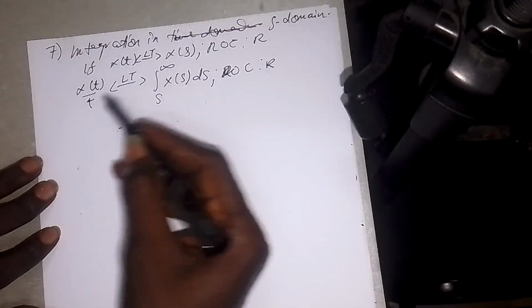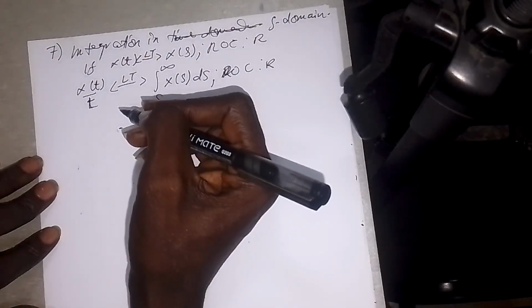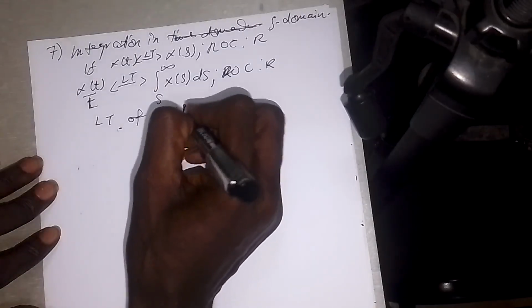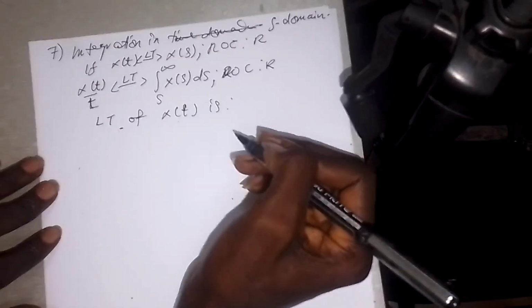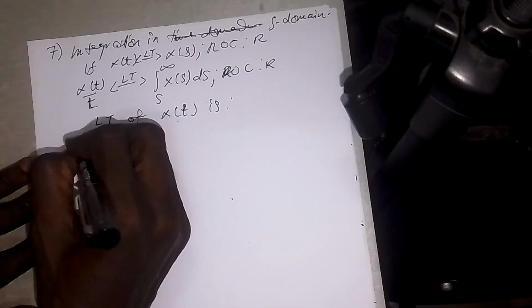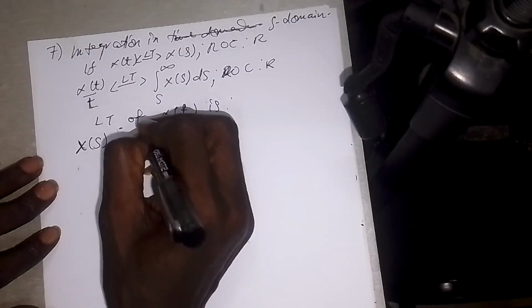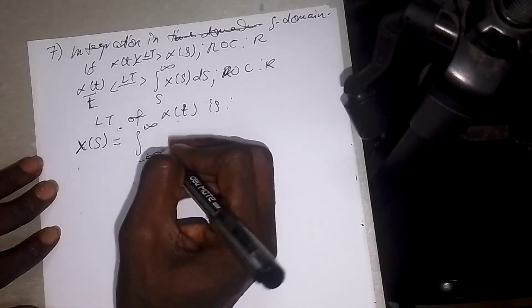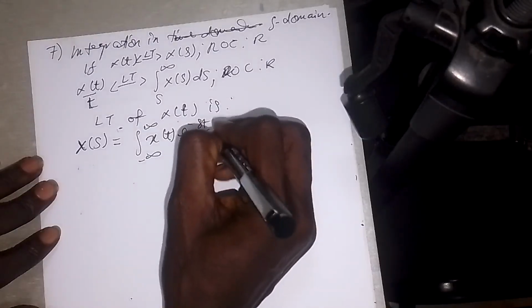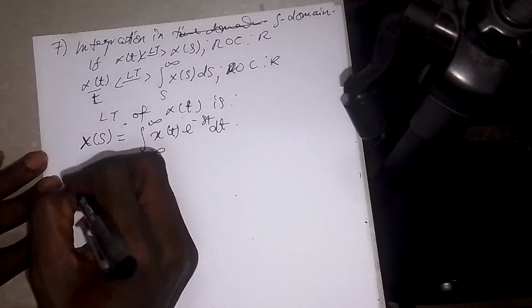Here we are going to see how this function can actually be proven. We know that the Laplace transform of x of t is x of s, and this equals the integral from minus infinity to infinity of x of t e to the minus st dt. Now what we can do is integrate both sides.